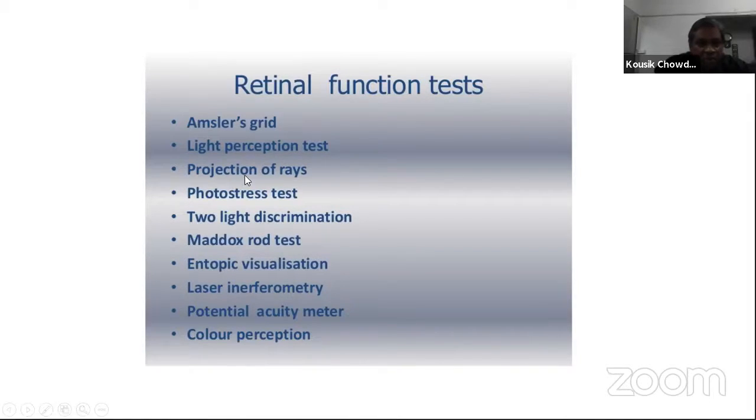And projection of rays. We project light from different directions to see which parts of the retina are most affected. Photostress test. We also do two light discrimination test, Maddox rod test, entoptic visualization, and laser interferometry. These are not common, but we are doing these three tests commonly. And potential acuity meter, color perception. We usually test color perception to assess the function of the retina.